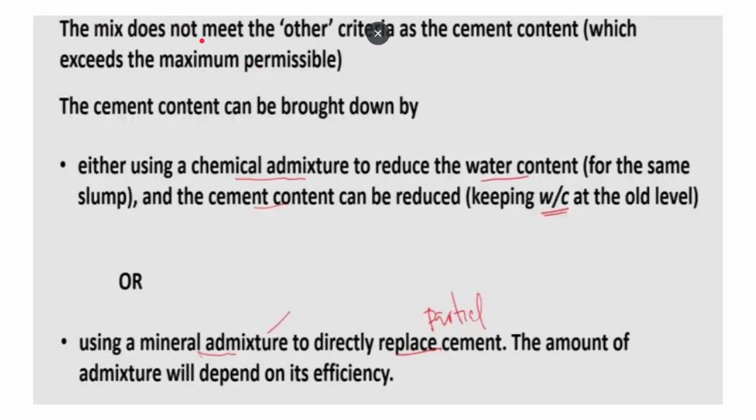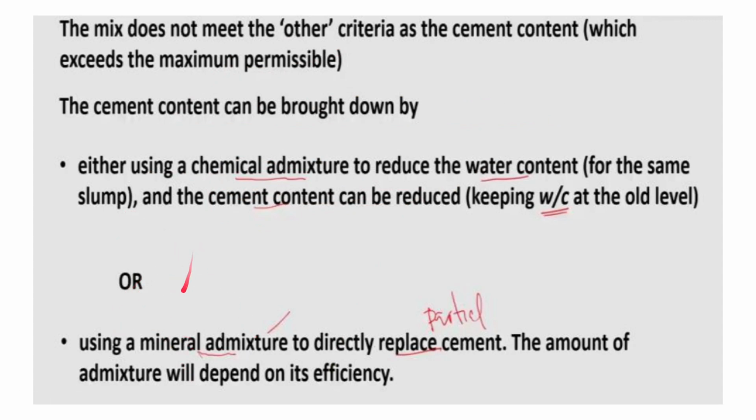So the mix design does not meet the other criteria, as I just mentioned, as the cement content exceeds the maximum permissible value. The cement content can be brought down in two ways. One is by reducing the water content. Because we have to reduce the water, in order to keep the W by C value constant, we have to again reduce the cement. By this way the cement content is reduced below the maximum permissible value. That is the concept of chemical admixture.